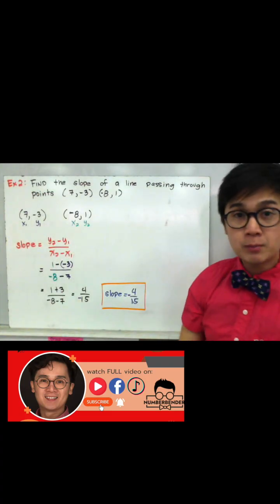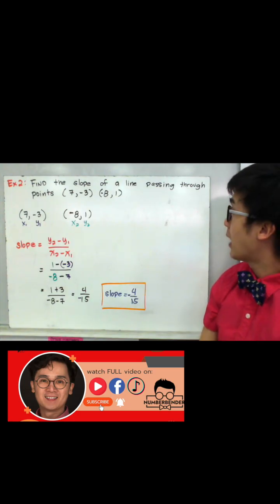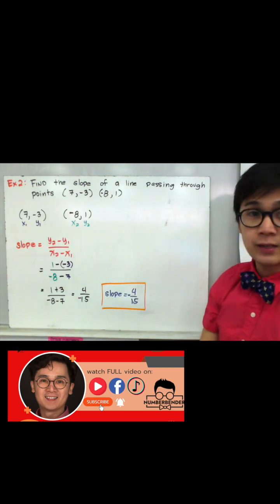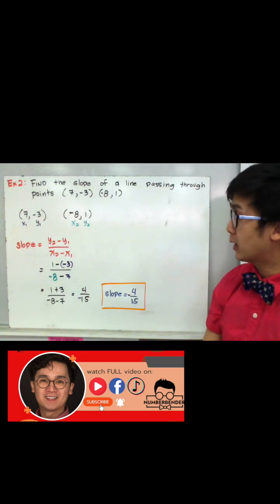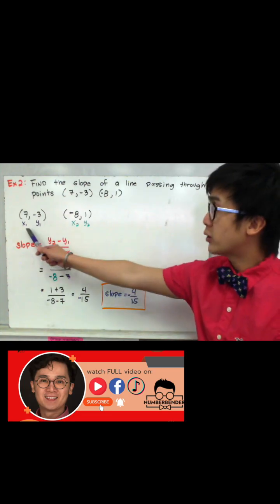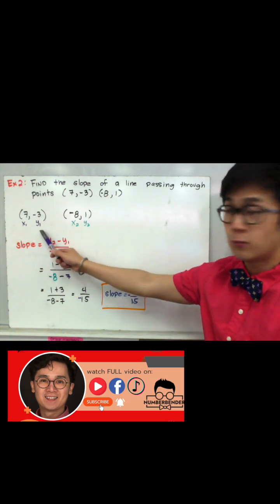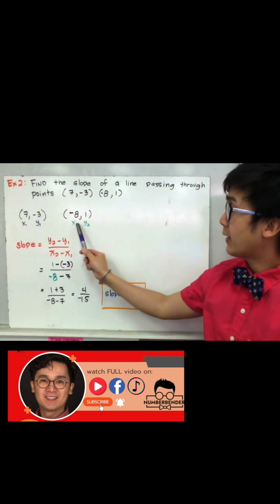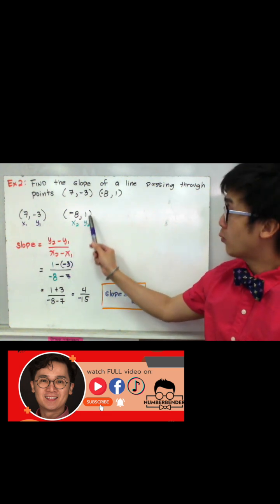Now for example number 2, let's find the slope of a line passing through points (7, negative 3) and (negative 8, 1). So we have another 2 points and we're going to solve for the slope using its formula. So the first set of points we have 7 and negative 3. So x sub 1 is 7 and y sub 1 is negative 3. And for our second set, we'll have negative 8 as our x sub 2 and 1 as our y sub 2.